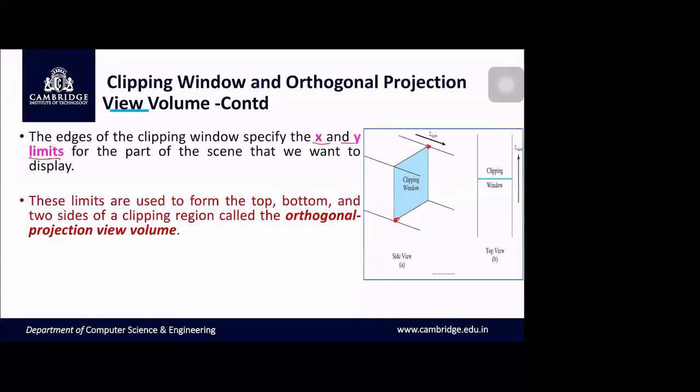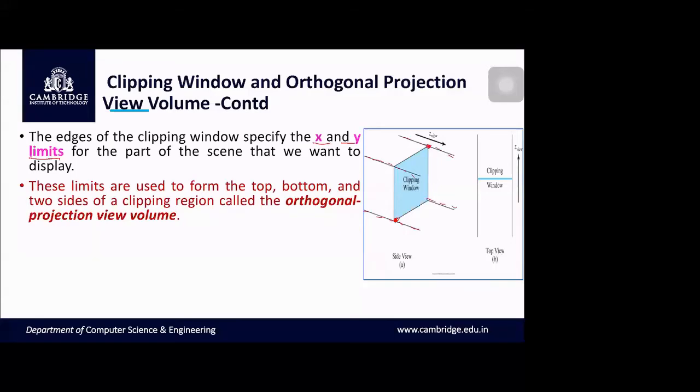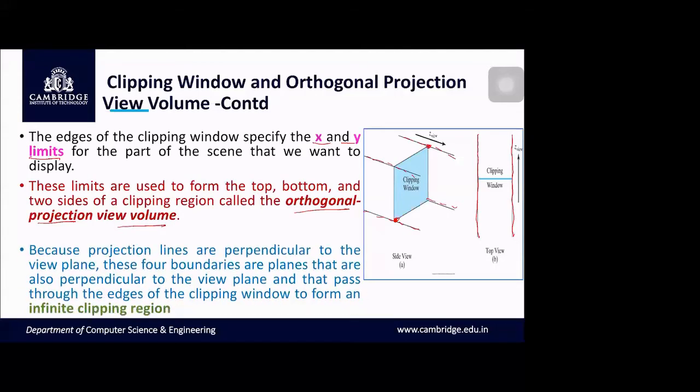So I have X limits and Y limits. Now what they're saying is, these limits are used to form the top, bottom, and two sides of the clipping region called the orthogonal projection view volume. See here, in the top view, figure B, I am projecting through the edges of the clipping window, and then I am trying to get the orthogonal projection view volume. You will understand what it is.